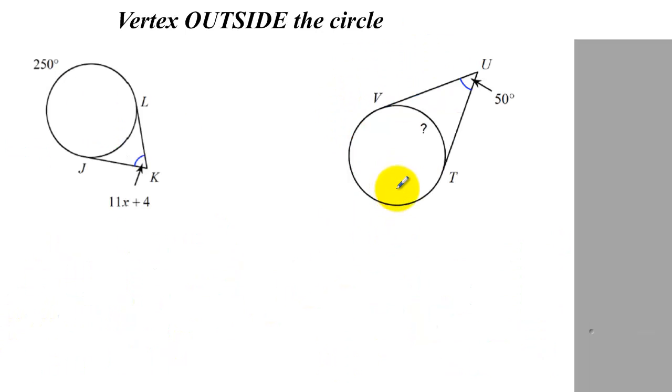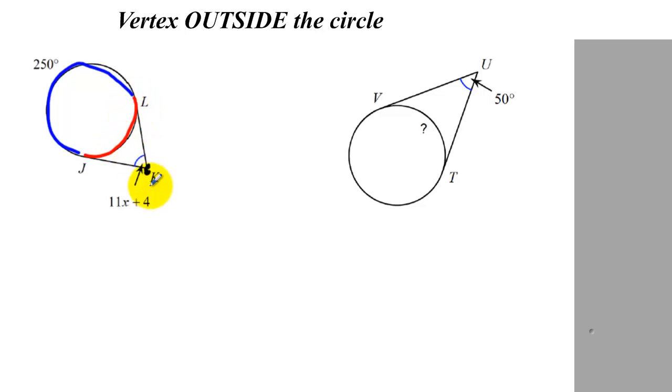Okay, one more example, or no, 2 more examples for vertex outside the circle. Same deal this time. Here's the vertex. Let's see where our arcs are. These are from the point of tangent. See, we're going to use the whole circle in these cases. So big arc number 1 is 250. No idea really what arc number 2 is, or JL, or do I have an idea what that is?